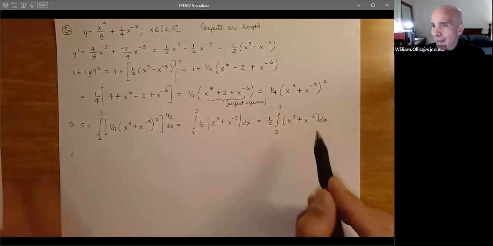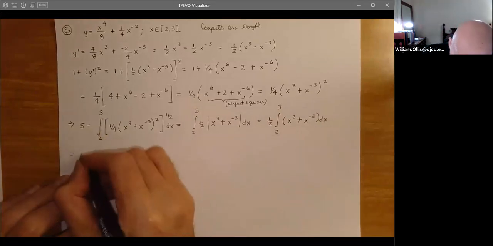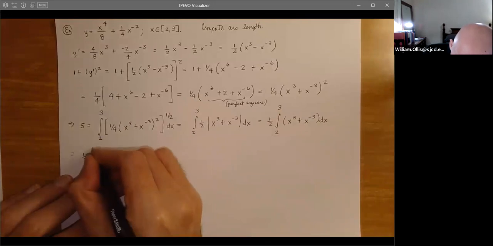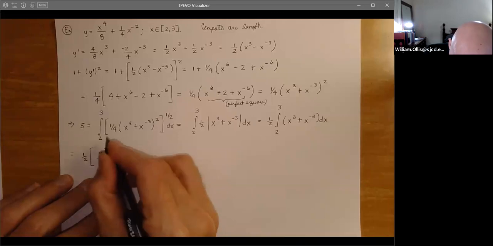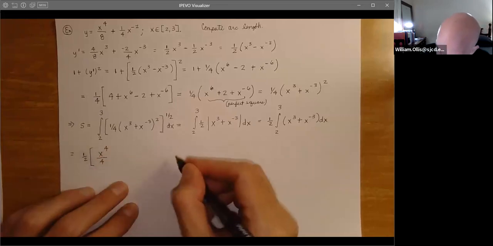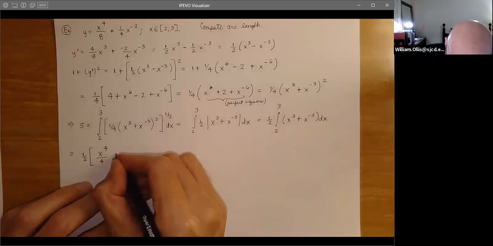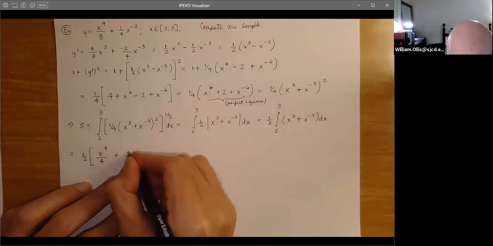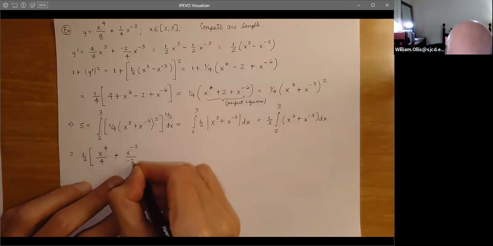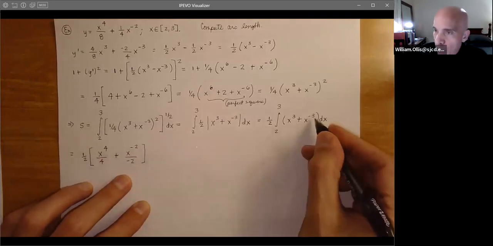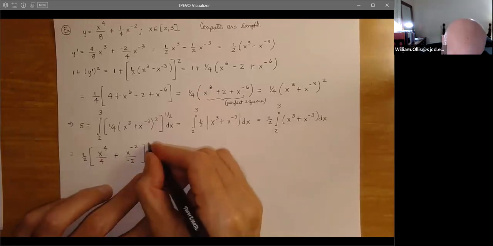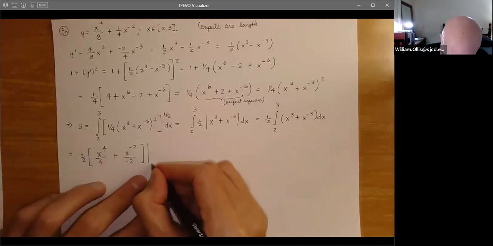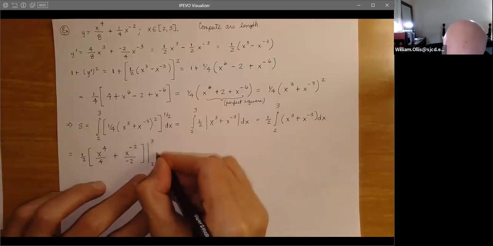So now when you look at this, you're thinking, okay, well, we just add 1 divided by the new power. So this is back to calculus 1. So we get 1/2 x to the 4th over 4. And now we add 1. So we have plus x to the negative 2 divided by negative 2. So again, when we add 1 to the negative 3, we get negative 2 divided by the new power. And we want to integrate, in this particular case, from 2 to 3.